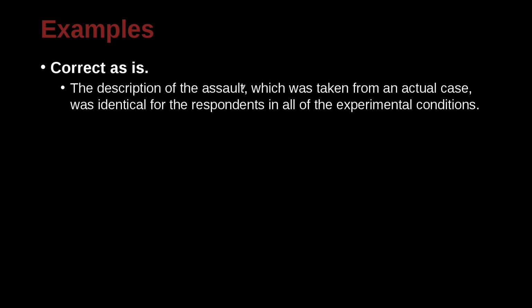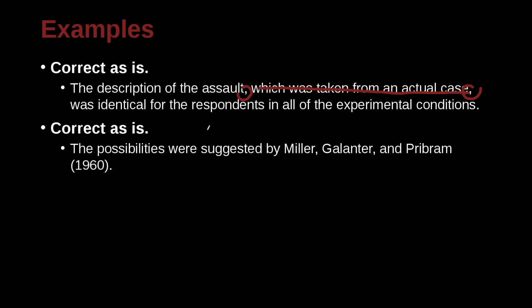The description of the assault, which was taken from an actual case, was identical with the respondents in all the experimental conditions. So here we have our comma and our conjunction which, and a comma here. If we cut these out and we read the sentence again, the description of the assault was identical for the respondents in all the experimental conditions. That's fine, and actually the sentence has very much the same idea. So we can do that. We can have two commas. Oops, another correct one here. The possibilities were suggested by Miller, Galanter, and Pribram. So remember that last comma.